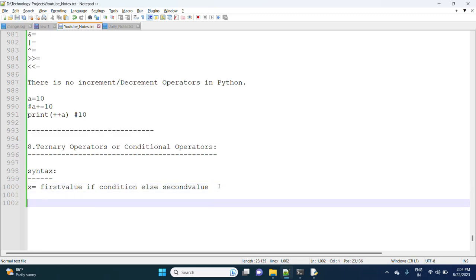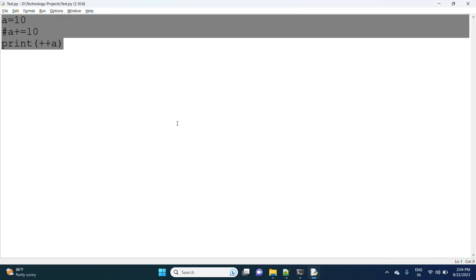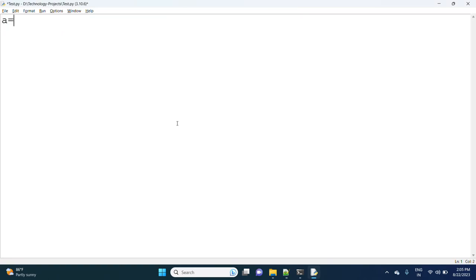Okay, so observe this small example. I'm taking a is equal to 10, b is equal to 20. Assume that I'm taking x is equal to 30 if a greater than b, else 40. So here, a greater than b: 10 greater than 20 means false. False means we are going to get the result as 40.